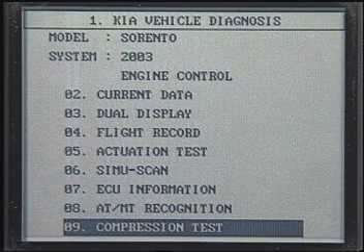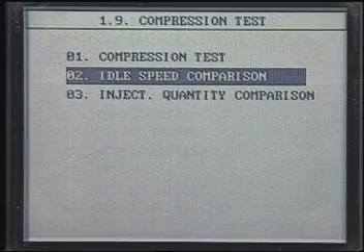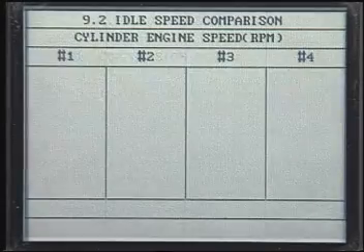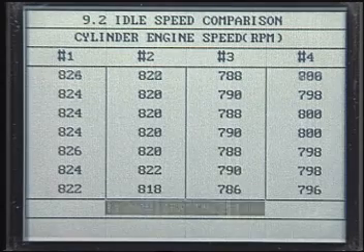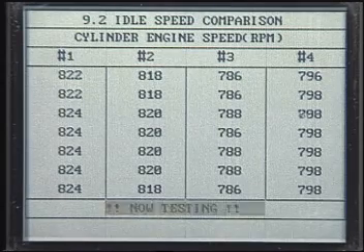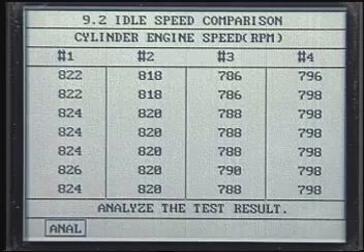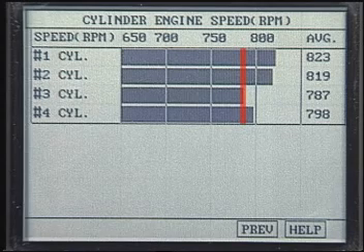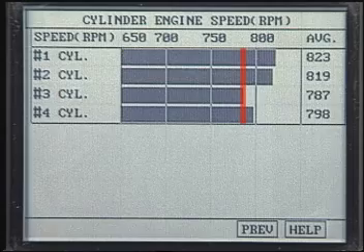For the high scan test, you should check the idle speed comparison test mode in the compressed pressure test mode. As you can see on your screen, the idle speed comparison test mode is being operated. Let's find out the results. As in the back leak test, the number 3 cylinder RPM is reduced. By conducting these two tests, you can assume that the number 3 injector is defective.